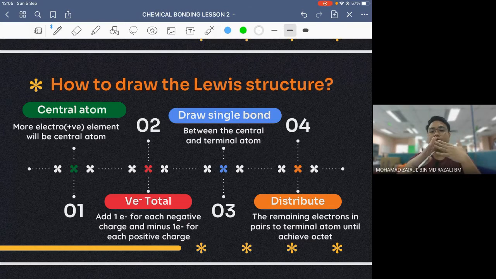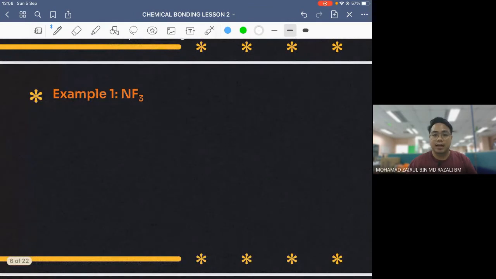And the third step, you need to draw a single bond first between the central and terminal atom. And then the last step, we need to distribute the remaining electron into the terminal atom until each terminal atom achieve octet configuration. So ada 4 step. Determine central atom, calculate total valence electron, draw single bond between the terminal and central atom. Last one, distribute the remaining electron to the terminal atom until dia akan dapat octet. Semua octet kecuali hydrogen.